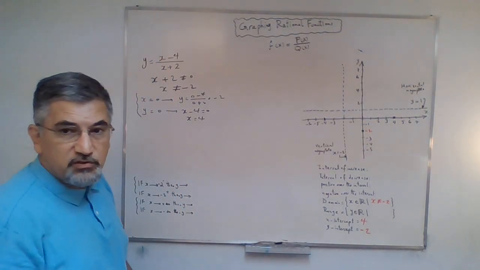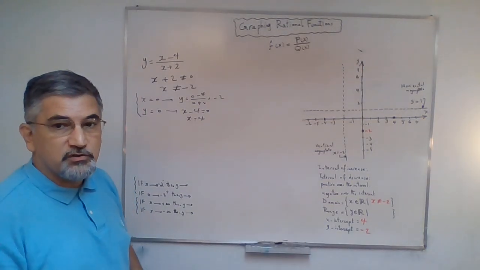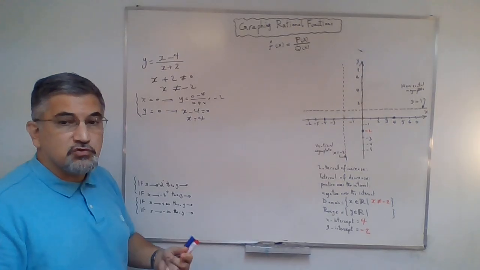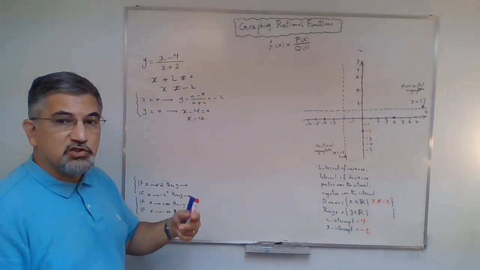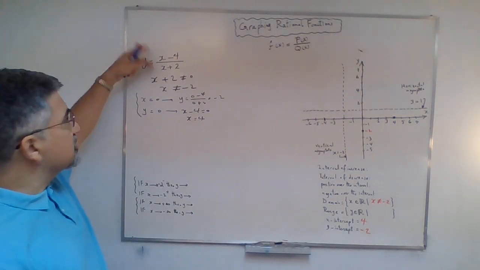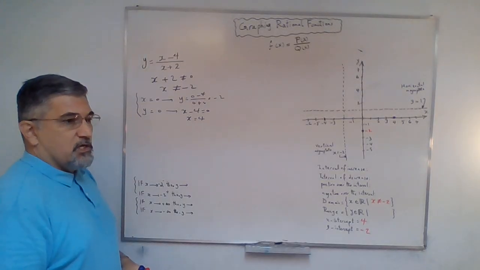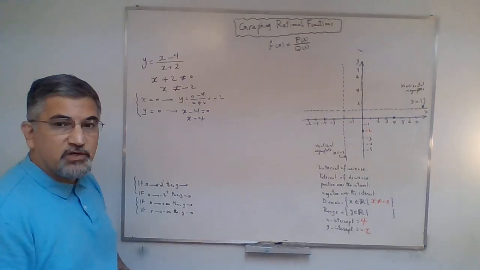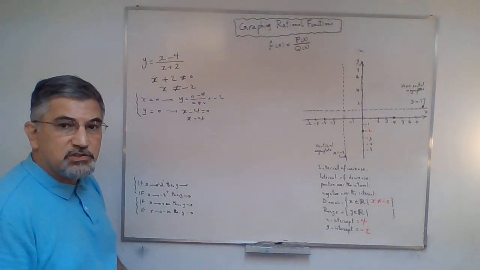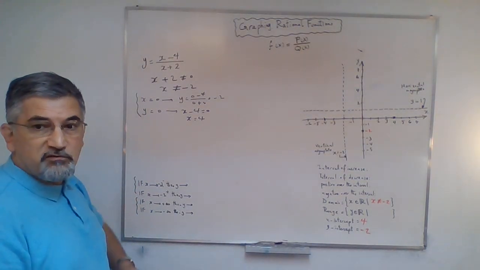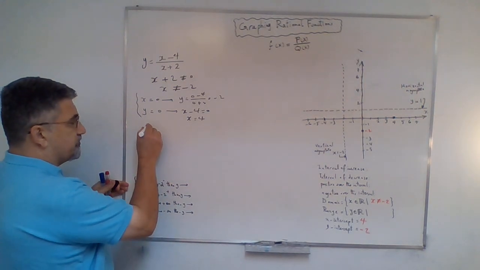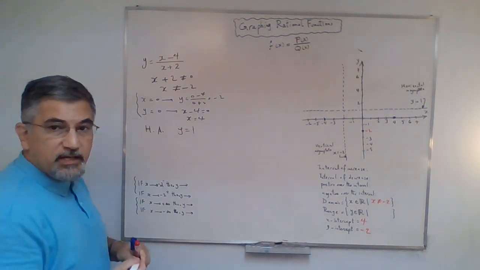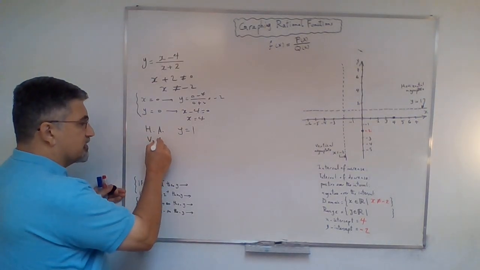The degree of the polynomial in the numerator is 1, and the degree of the polynomial in the denominator is also 1. We have linear functions basically in the numerator and the denominator. Since the degrees are the same, the equation of the horizontal asymptote would be y equals the ratio of the leading coefficients, which in this case are both 1. So 1 over 1 is 1. The horizontal asymptote equation is y equals 1.